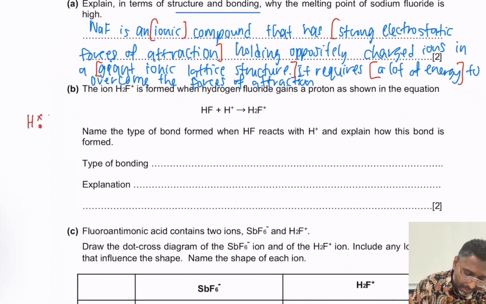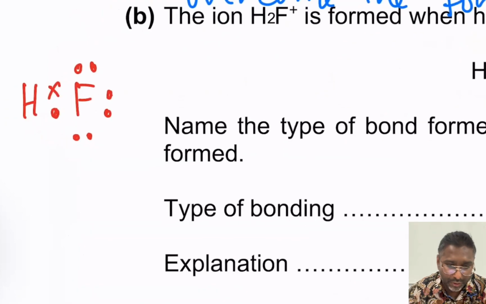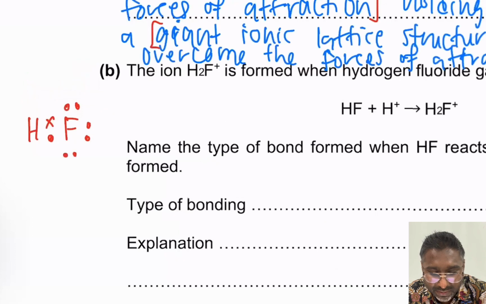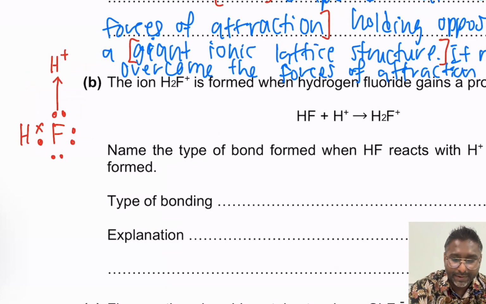So if I draw the cross dot diagram, it will look like this. Fluorine contains 7 valence electrons, and you can see there are a total of 3 lone pairs of electrons and 1 bonding pair. And when you have H plus, it means they don't have any electrons. So what will happen? This electron pair will be donated directly or shared directly.